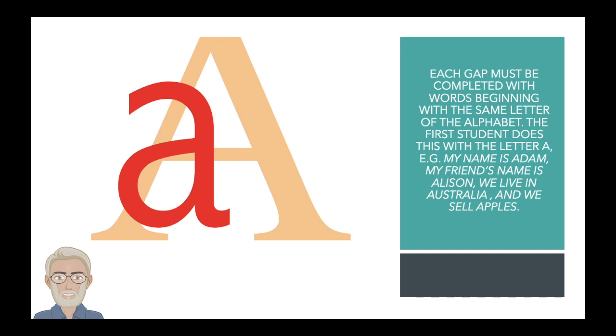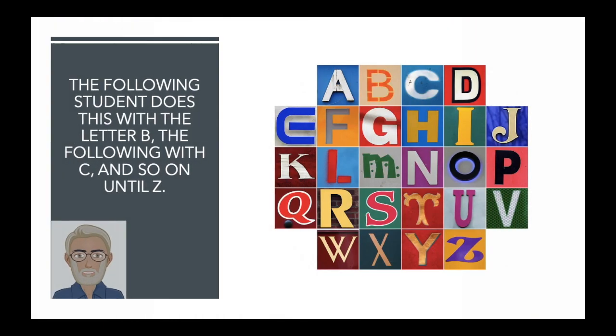The first student does this with the letter A. For example, my name is Adam. My friend's name is Allison. We live in Australia and we sell apples. The following student continues with the letter B, and then the next one with letter C, and so on until they finish with letter Z.